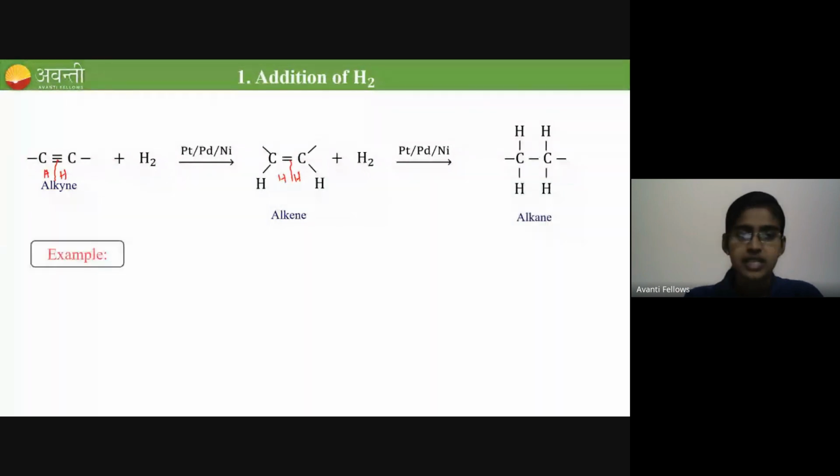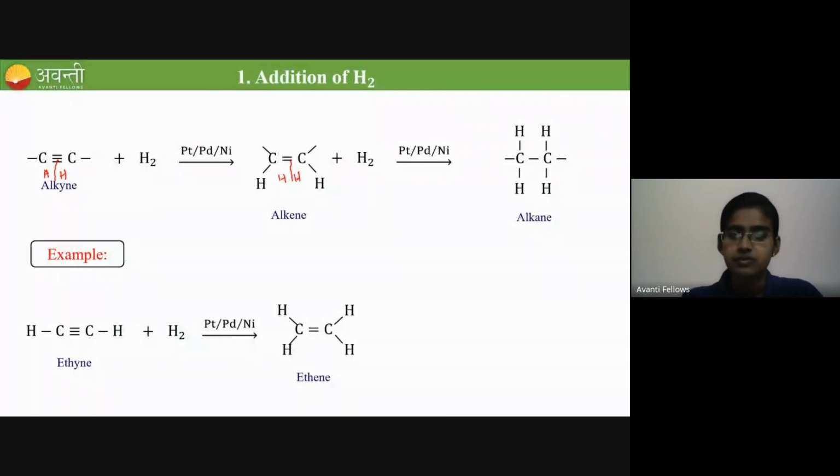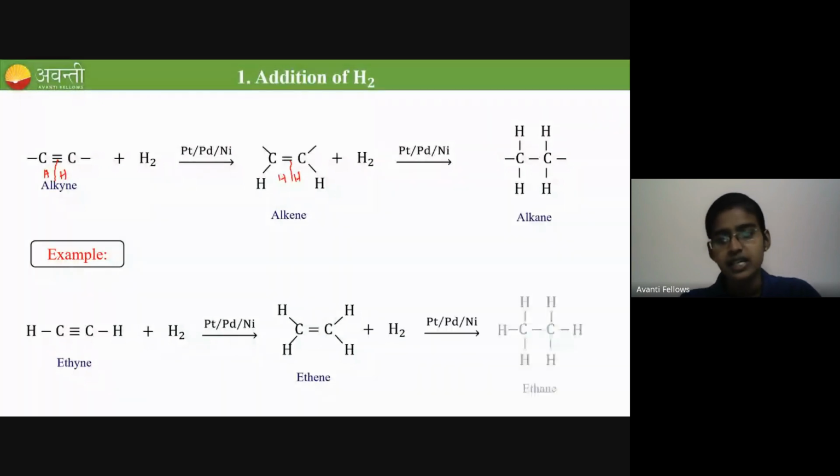Let us see one example with the same concept. It is very, very easy. I'm taking ethyne, adding hydrogen, and getting ethene. To this ethene, add one more mole of hydrogen and get ethane. That is about the addition of hydrogen. Very simple and easy. So we will move on to the second reaction, that is the addition of halogens. I hope there is no doubt so far from the first reaction. If you're having any doubt, just let me know in the chat box, okay?